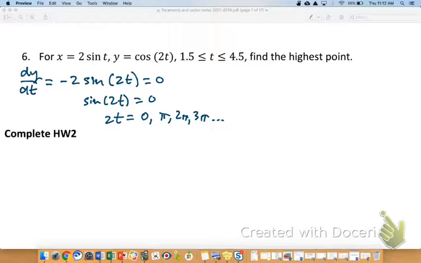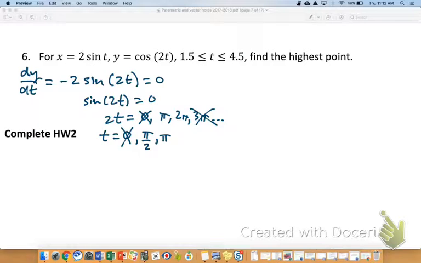So let's see here. If I then solve, I would get t equals 0, which is not in my domain, so that's out. Pi over 2, that's barely in my domain, isn't it? It's barely, so that's in. Pi, that's in my domain. And then 3 pi over 2, that's slightly out, isn't it? That's just a little bit bigger than 4.5. Okay, so I stop there, I get rid of this, I get rid of that. Those are my two places where dy/dt is 0.